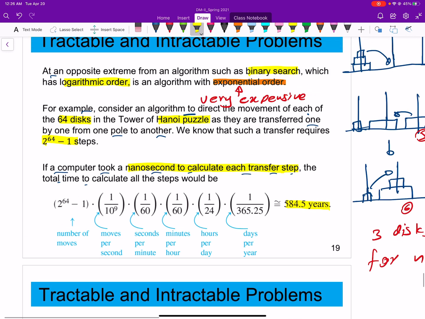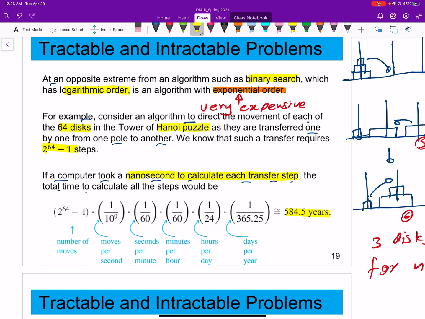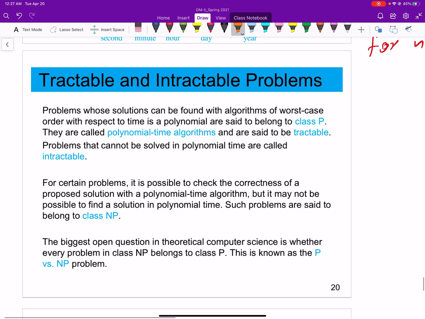So this is actually an exponential order problem. You can see it takes a lot of time. Okay, so this is an exponential order problem. Let's move to the next slide.